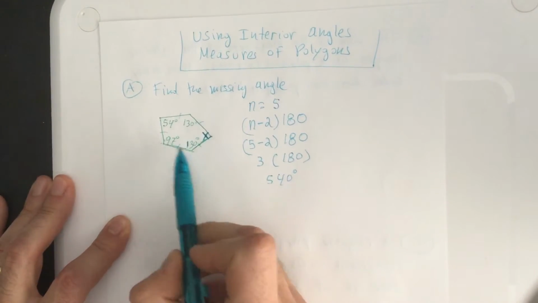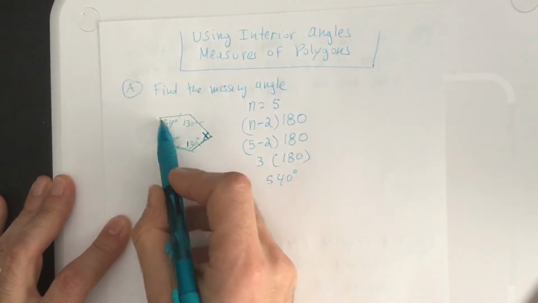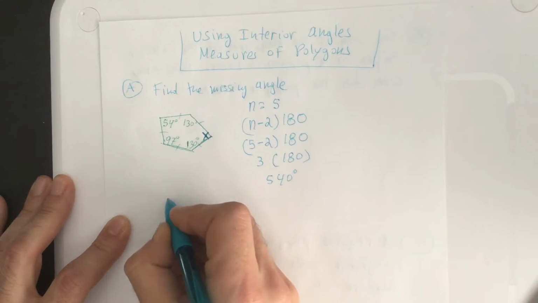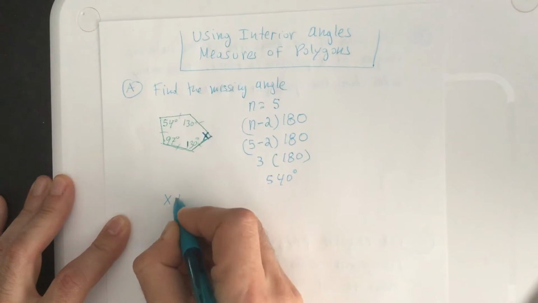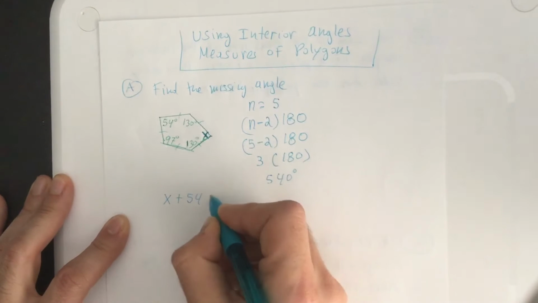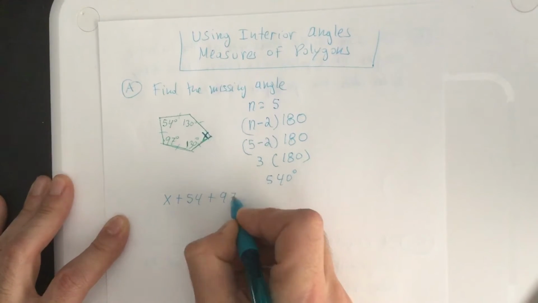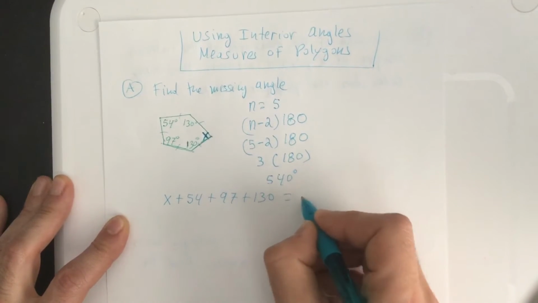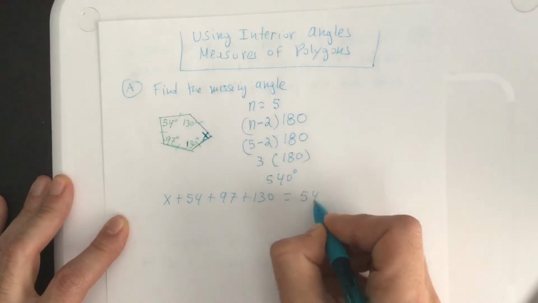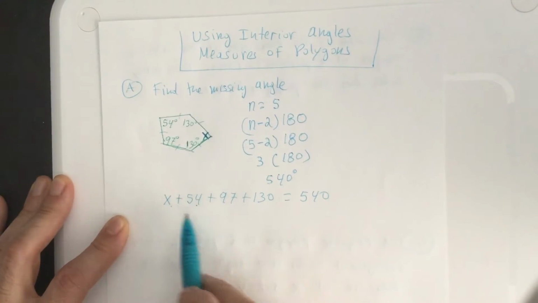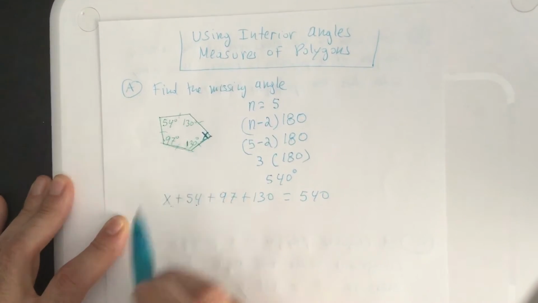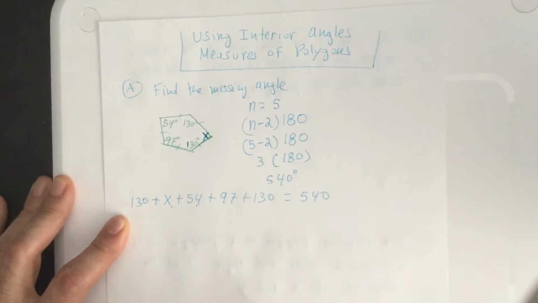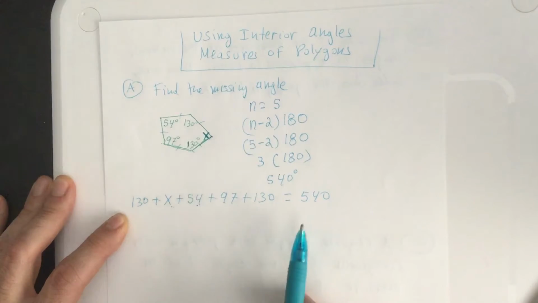So now I can set up an equation. I have 4 of the angles there, and I'm missing the x, which is the missing angle. So that will be x plus 54 plus 97 plus 130 equals 540. Wait, I have another 130 there too. I forgot about that one. There are 2 130s.